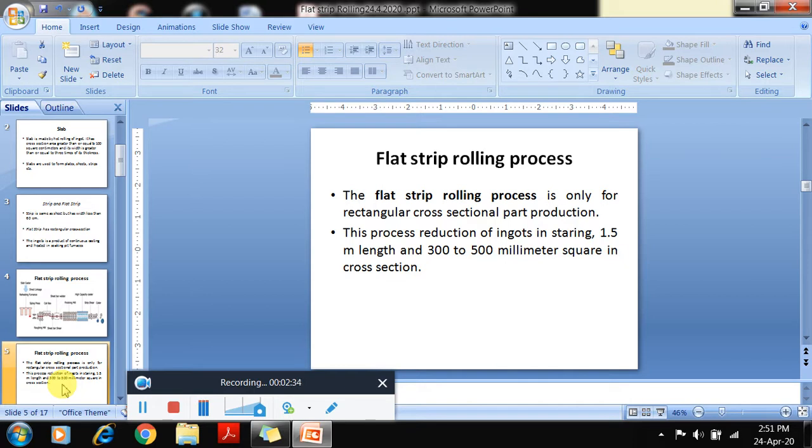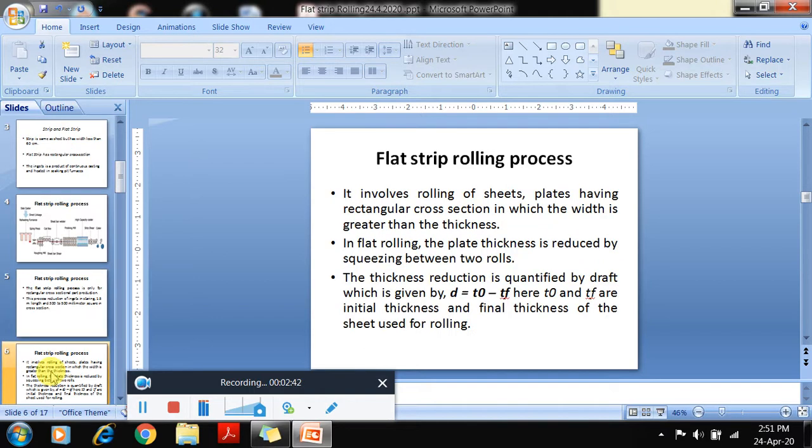The process starts with ingots 1.5 meter in length and 300 to 500 millimeter square in cross section. It involves rolling of sheets, plates having rectangular cross section in which the width is greater than the thickness. In flat rolling, the plate thickness is reduced by squeezing between two rolls. The thickness reduction is quantified by a draft which is given by D equal to TO minus TF. Here TO and TF are initial thickness and final thickness of the sheet used for rolling.